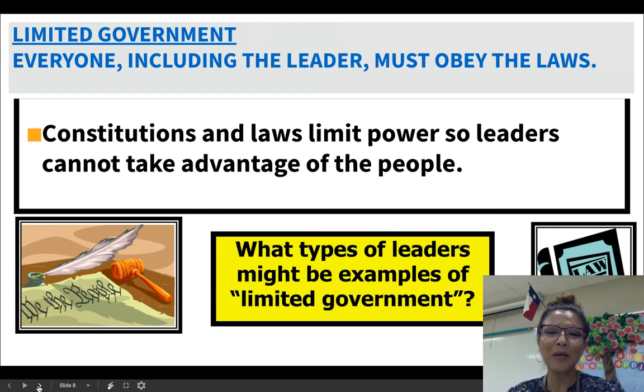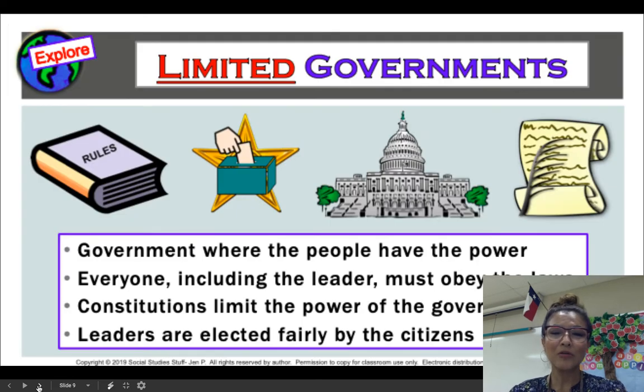So what types of leaders might be examples of limited government? There's several. Obviously the government where the people have the power. So that would be me. Miss Martinez can't be at the Hill, right? She can't be the president, the vice president, the House of Representatives, a senator, or even a supreme judge. So she elects people other than the judicial branch.